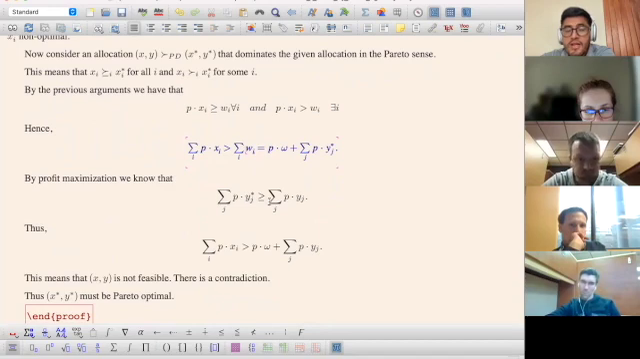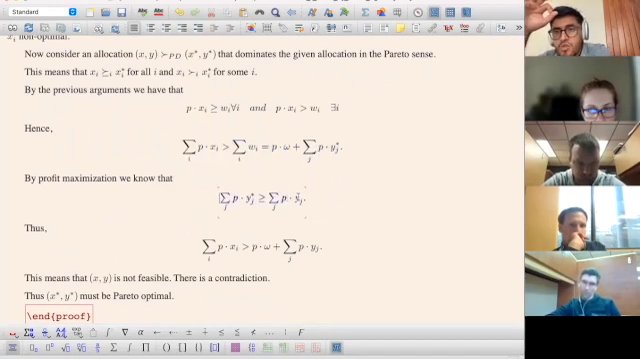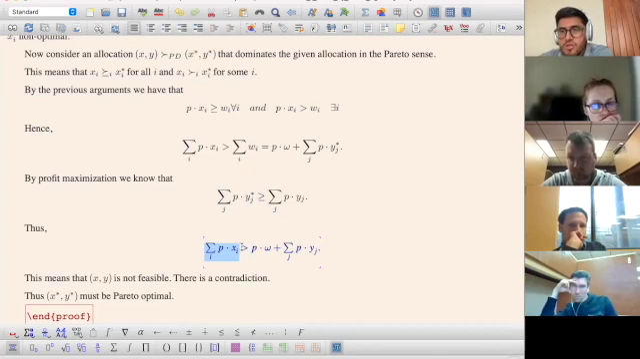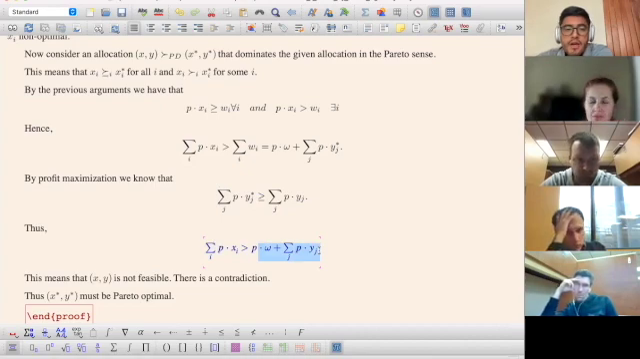And now I just have to prove by profit maximization, we know that P times Yj star has to be greater than or equal to P times Yj. So the star allocation Y is the profit maximizing allocation. This has to be above any other allocation that is inside the production sets. So if I combine everything, that means that the total consumption of these guys has to be above the total endowments of goods in the economy, right?